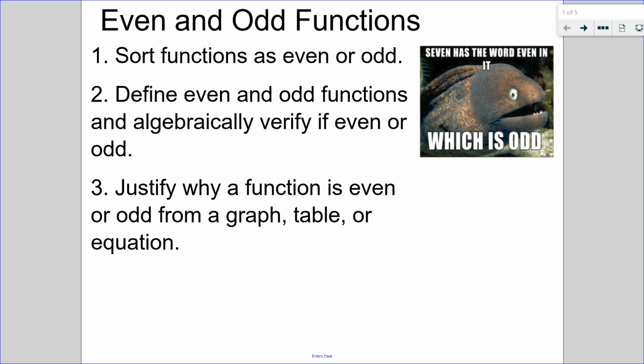But we're going to sort functions as even and odd based on their graphs. We're going to define even and odd functions and algebraically verify if it's even or odd. That might be the step up from Algebra 2, where we're algebraically confirming that. And then 3 is justify why a function is even or odd from a graph, table, or equation.